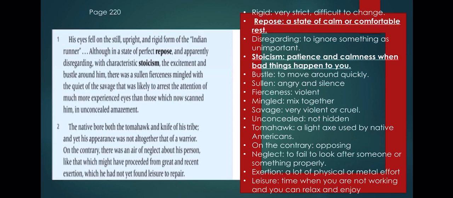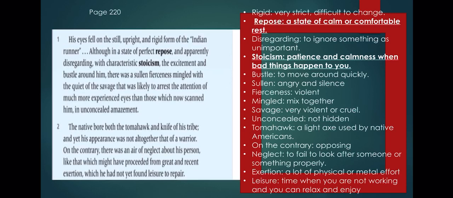So, actually, his eyes fell on the still, upright, and rigid, which means very strict, difficult to change, form of the Indian runner, although in a state of perfect repose. What do you mean by repose? A state of calm and comfortable rest. And apparently discarding, to ignore something that is not important, with characteristic stoicism, patience and calmness when bad things happen to you. So he's patient, calm, feeling comfortable. The excitement and bustle around him, bustle meaning to move quickly.